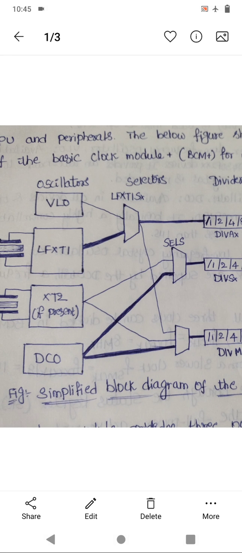microamperes. The next mode is LPM3. In LPM3, the CPU, MCLK, SMCLK and DCO are disabled. Only the auxiliary clock remains active, and the current will be in the range of 1 microamperes.